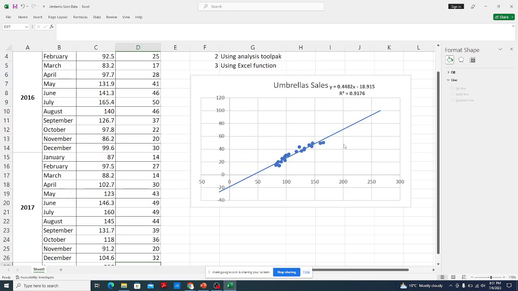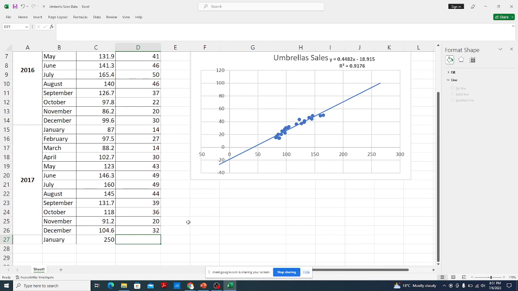Okay, so what will be the value of umbrella sales? So it will be something that is more than 90. It is something more than 90. To accurately find that, we need to get the value of our y.